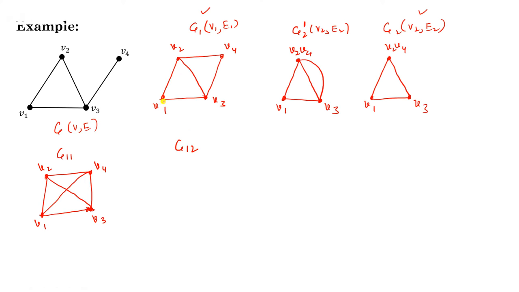What I have to do? I have to merge these two, V1 and V4. So if I merge V1 and V4, now look at this. V2, V4, this edge will be parallel to V2 and V1. Similarly, this edge V4 and V3 will be parallel to V1 and V3.